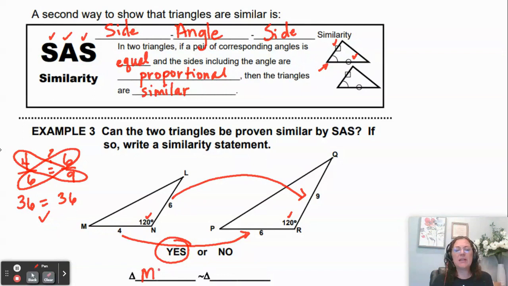I'm going to go MNL is similar to PRQ. All right. So remember, with side, angle, side, you need the sides to be proportional and the angle between the two sides to be congruent. All right, let's look at one more.